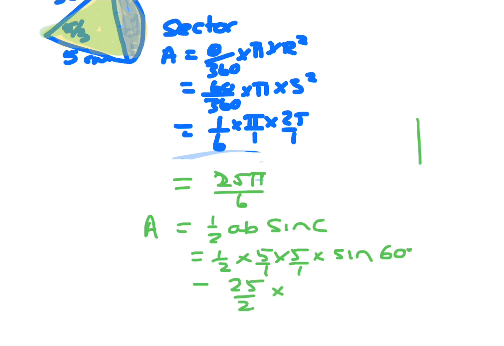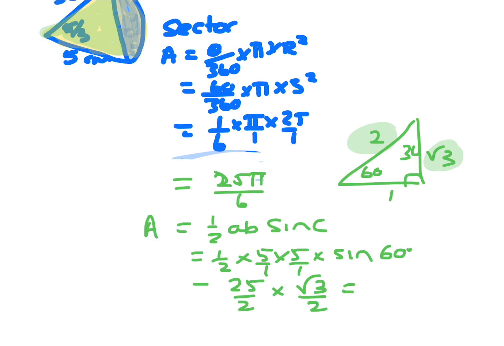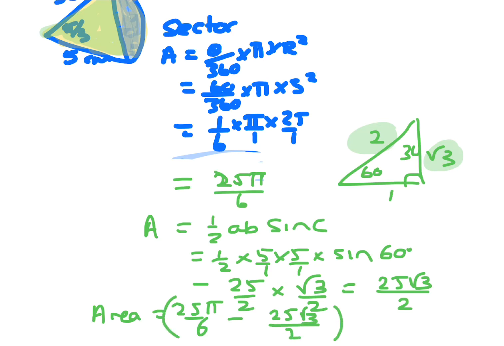Now, sine 60. If you go to your formula sheet, you'll see this triangle with 60, 30, and 2. Sine 60 is opposite on hypotenuse. So if I'm going to get it in exact form, that would be root 3 on 2. So it's 25 root 3 on 2. So the total area would be 25 pi on 6 minus 25 root 3 on 2, and that would be centimetres squared.